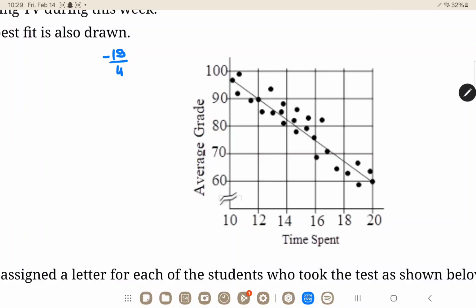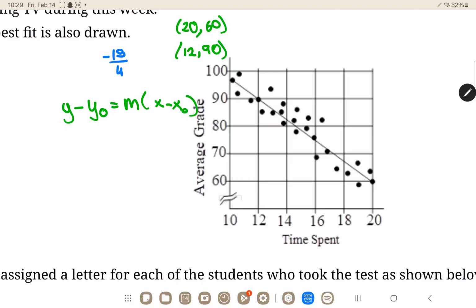Now we need to find the equation of the line. How do we find that? Let me rewrite our points: (20, 60) and (12, 90). Now how do we find the equation of our line? We use the point-slope formula, which states y minus y0 equals m into x minus x0. So we pick any one of these 2 points. I'm gonna pick (20, 60).